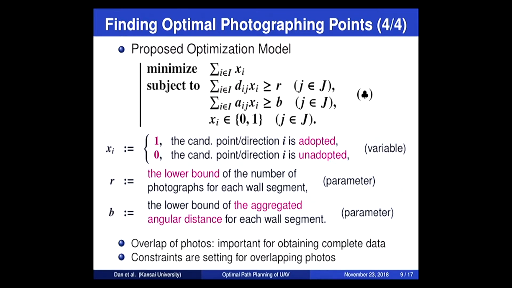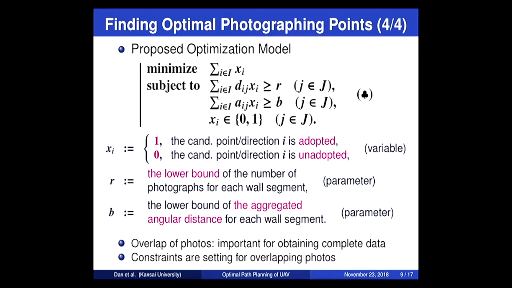And finally, I can explain our proposed optimization model in this research. The objective function is to minimize the number of adopted photographing points and directions. Actually, this xi is a 0-1 variable. If xi is equal to 1, then the candidate photographing point and direction I is adopted. On the other hand, if xi is equal to 0, then the point I is not adopted.